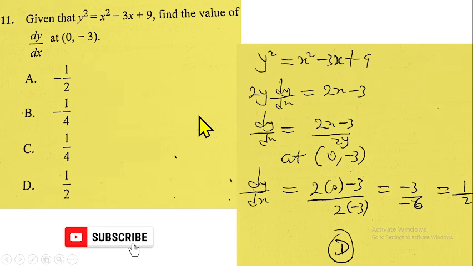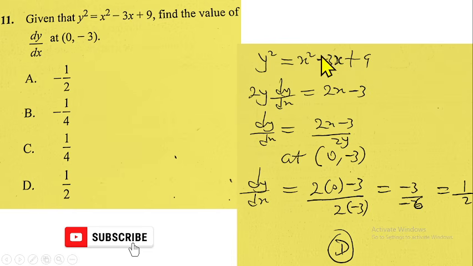Question number 11 now is on differentiation. Differential calculus, that is SS3. Given that y squared equals x squared minus 3x plus 9, find the value of dy/dx at (0, -3). This function is an implicit function. We have to differentiate this and find the value of dy/dx at this point.